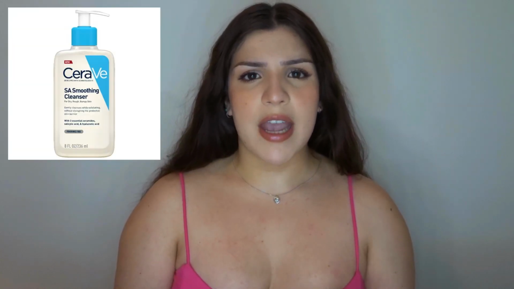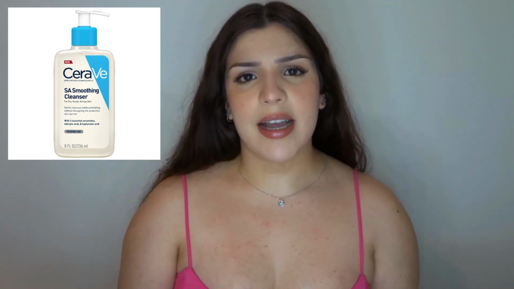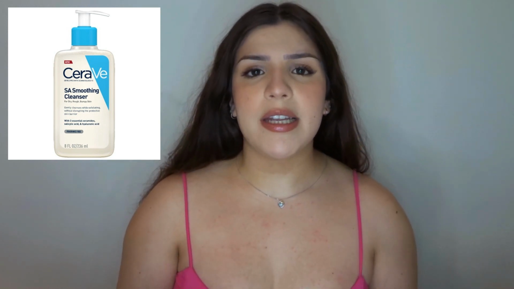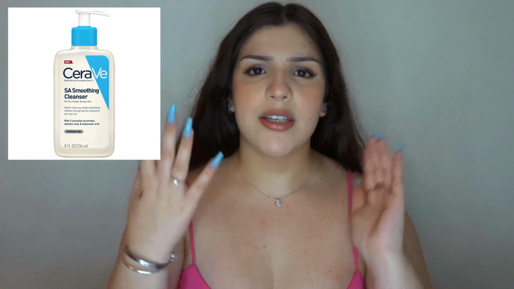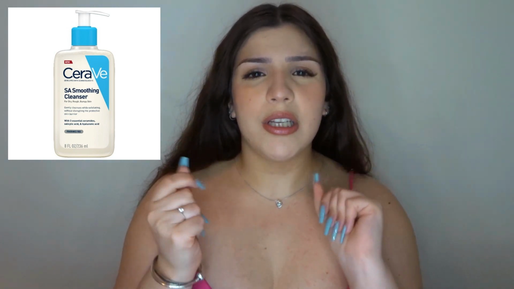We then have the CeraVe SA Smoothing Cleanser. So SA stands for salicylic acid. Salicylic acid is a chemical exfoliator, but it's in the cleanser. So as you are washing your face throughout the day, it's slowly removing all the little dead skin cells. This is great for people who have those tiny little bumps on their skin, but they're never actually spots, they're just like little bumps.